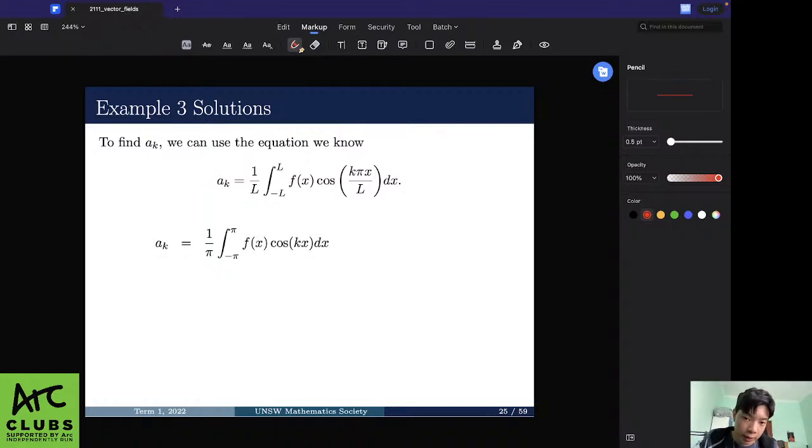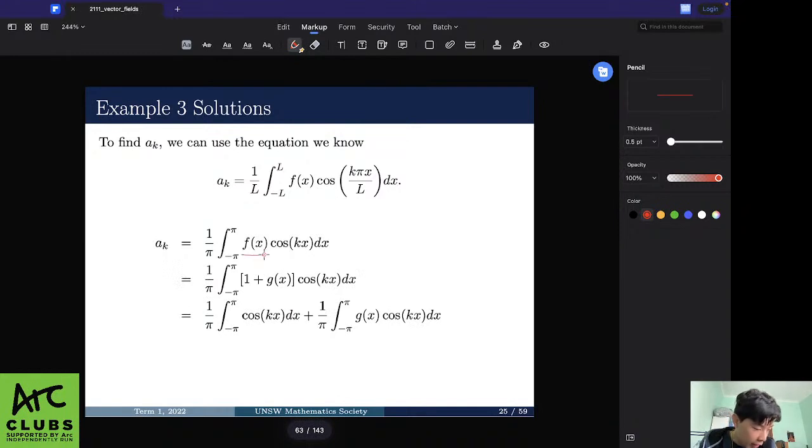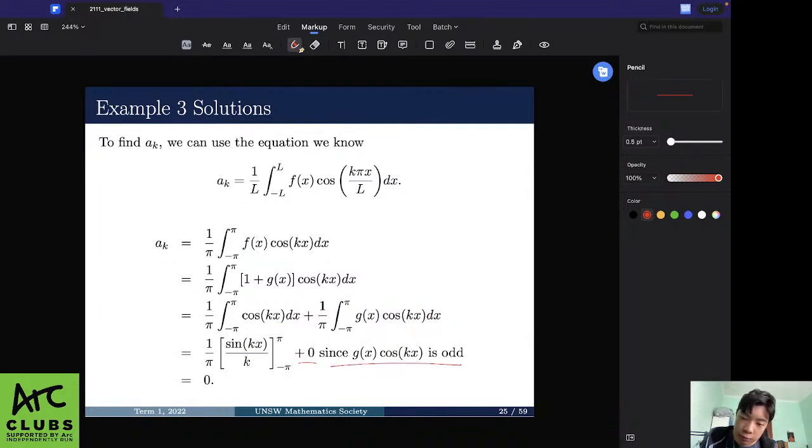Now we can sub in the fact that f is equal to 1 plus g, and then split the integral. We know that this is odd, but this is even. And even times an odd gives an odd function, so this whole integral is equal to 0. Now, we also know that this is a cos function, so we can integrate it normally. So it's 0 here because g times cos is odd, and so we can just evaluate our integral and then we get 0.